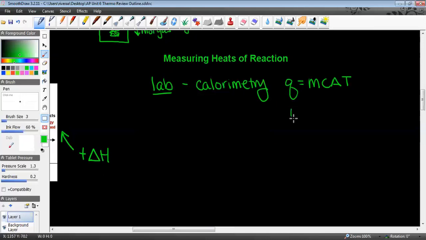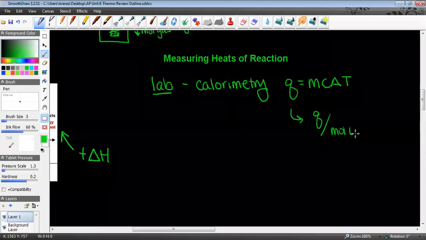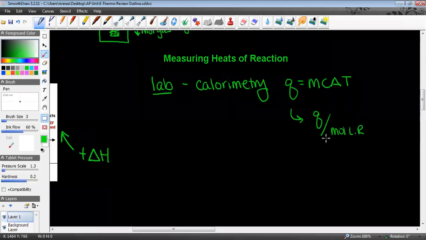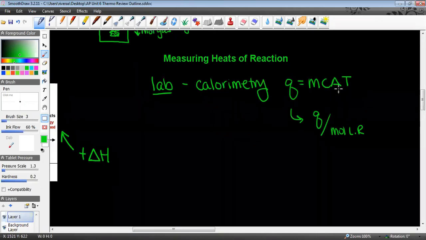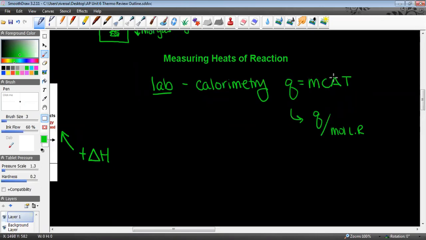So to turn your Qs into delta H's, you have to take your amount of heat and divide it by your moles of your limiting reactant. And that then will be a standard value. The other thing you have to recognize is when you're measuring your change in temperature, you're measuring the change in temperature of the surroundings. So the first Q that you get initially is the Q of your surroundings, which is always opposite to the Q of the reaction or your system.